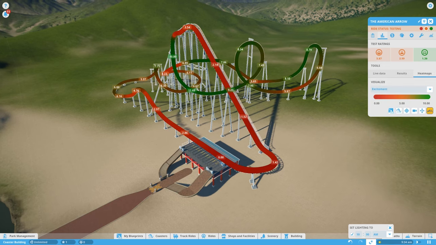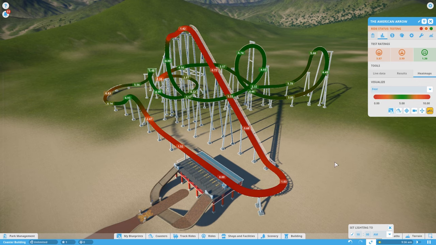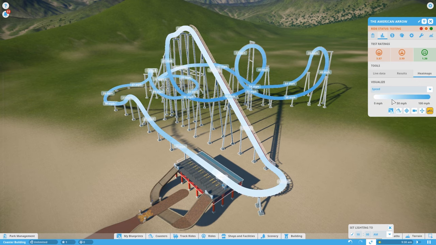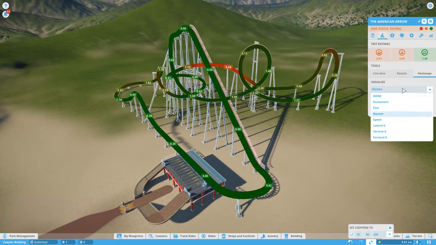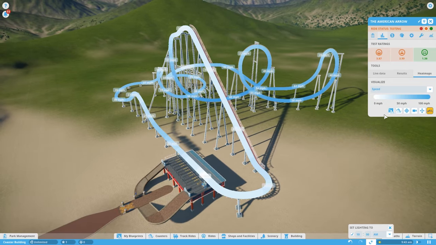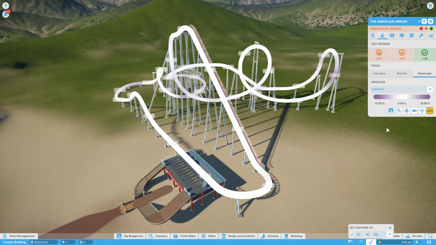Now, first of all, you can have a look at excitement, fear, and nausea. That's speed, nausea. There you go. We'll come back to those a little later. You've also got speeds there. And then finally, you've got the Gs we were just talking about. Lateral Gs, vertical Gs, and forward Gs. Now, you'll notice this is very white, sitting in the middle for the most part, because it's a very simple coaster.